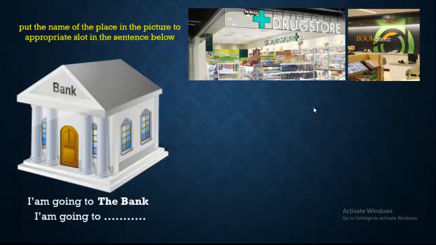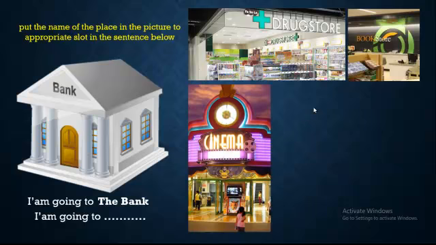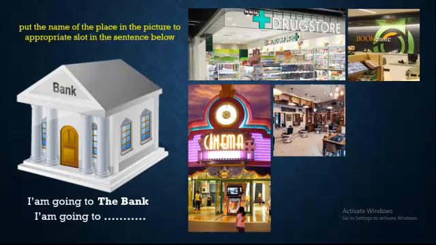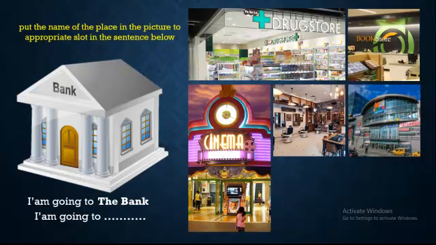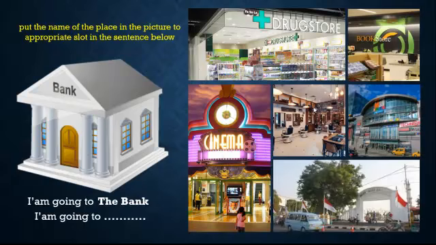For example, the teacher gave the vocab, the picture of a bookstore, so the student should make a sentence like before, I'm going to the bookstore, and then cinema, and then what is that picture? This is a restaurant maybe, and then mall, and then town square.